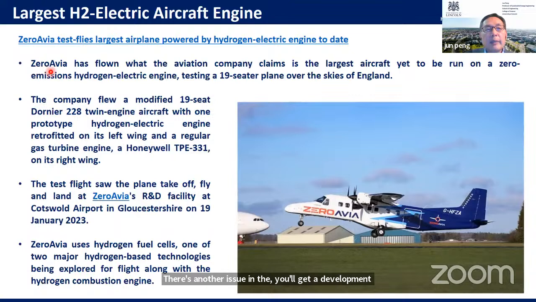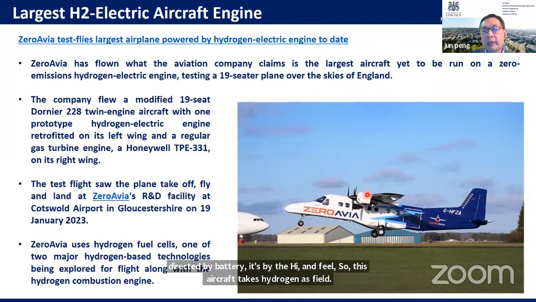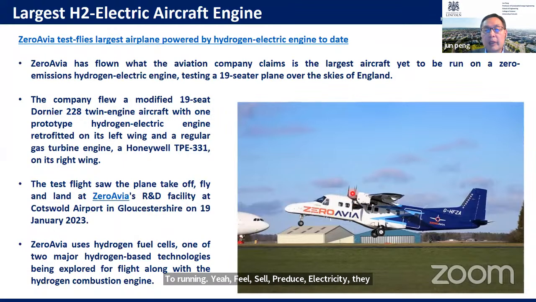Another company named ZeroAvia did a test in January this year in the UK. They tested a side propeller also run by an electric motor, but not powered directly by battery. It is powered by hydrogen fuel cell technology. So this aircraft takes hydrogen as fuel to run the fuel cell, which produces electricity to run a high-speed electric motor that powers the propellers. That also passed the test. This is a 19-seat passenger aircraft. So one option is the battery, another is the fuel cell.